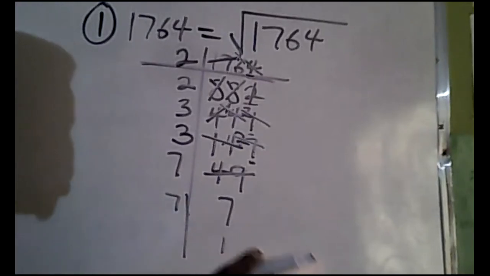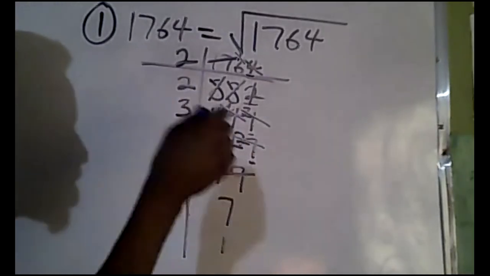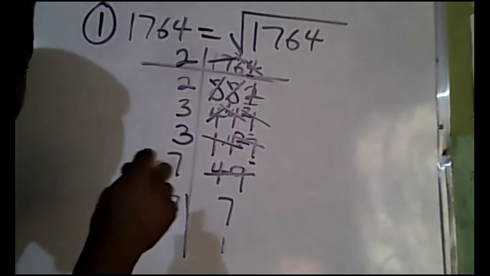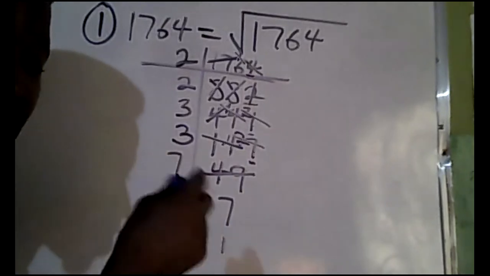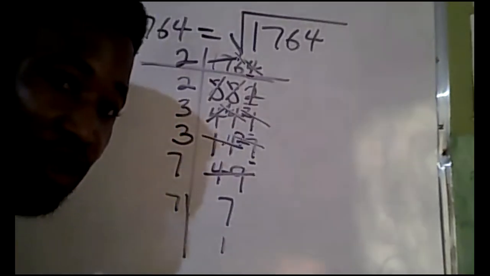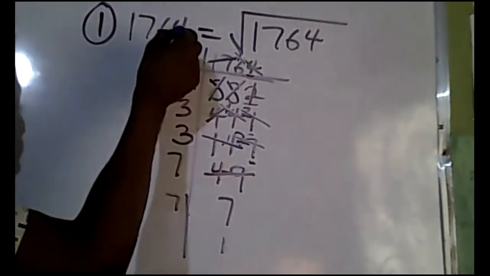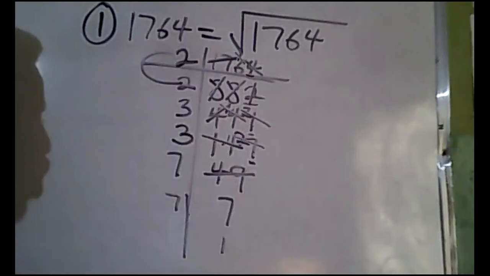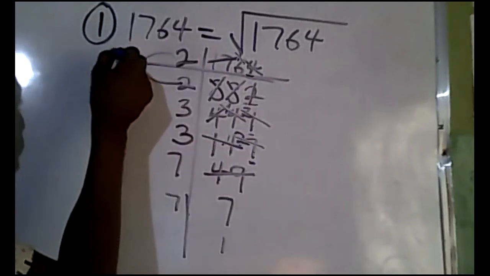Now the next thing you will do is pair the numbers. The numbers that are the same, pair them. What do we mean by pairing? Pairing means grouping them in twos. So you group this 2. What have you paired? 2. Write the 2 here.